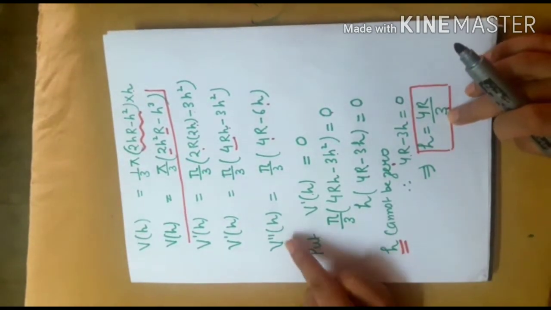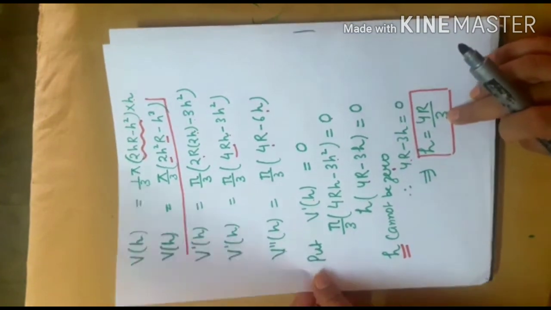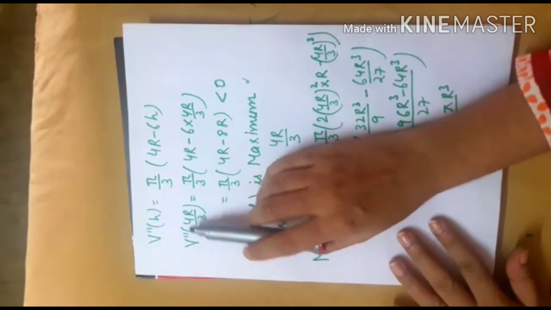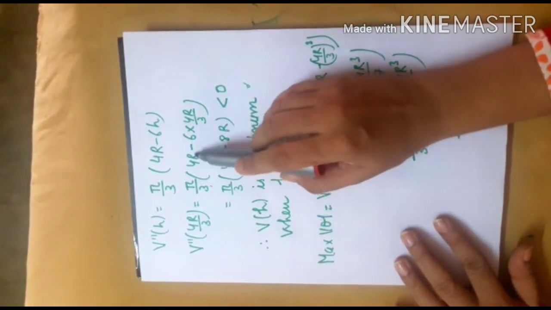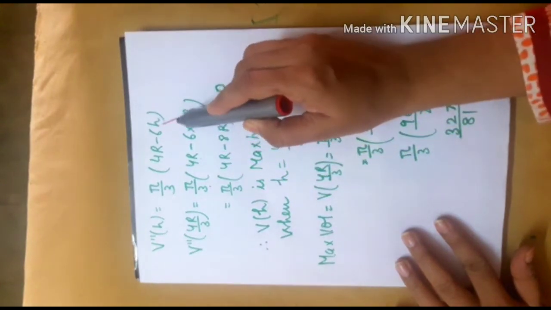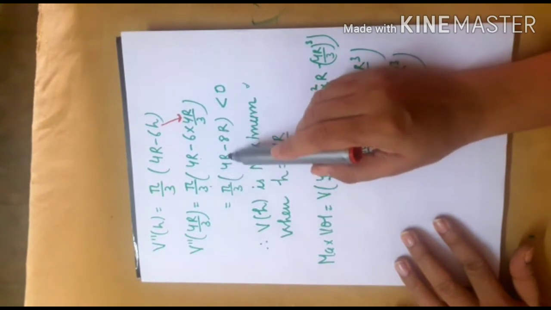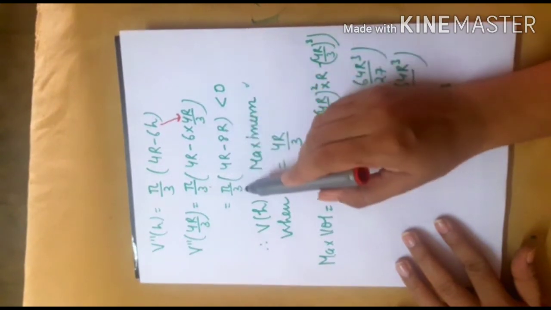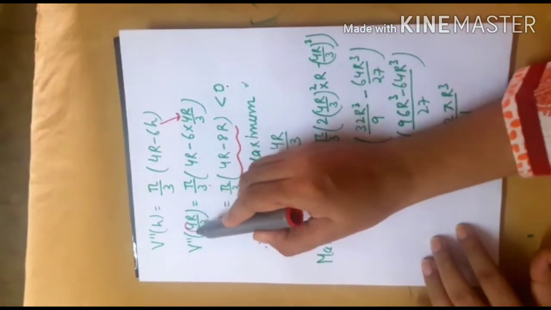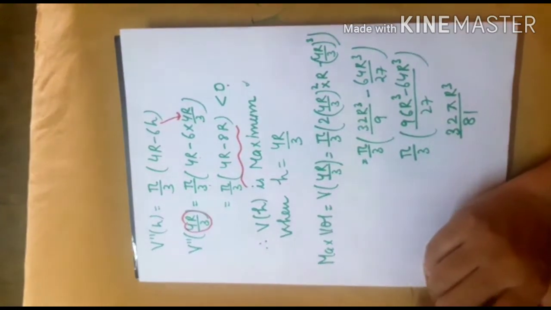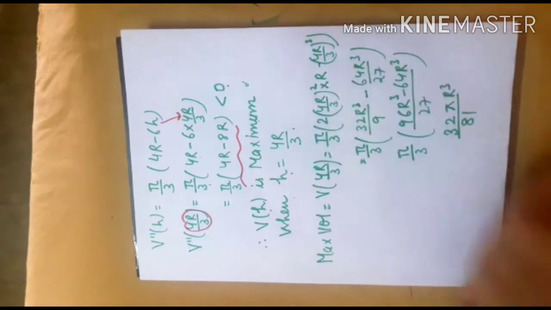Now I evaluate the value of the second order derivative at this critical point. So V double dash at 4R by 3 will be equal to pi by 3, 4R minus 6, replace h with 4R by 3. So here I'll get pi by 3 into 4R minus 8R, which is definitely less than 0. So this is a point of maxima. So volume is maximum when h is 4R by 3.